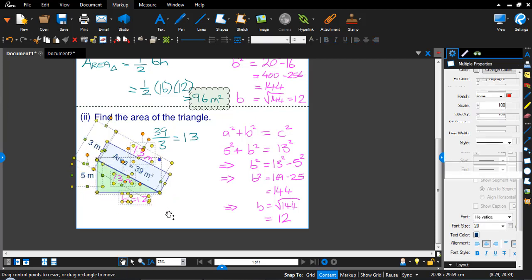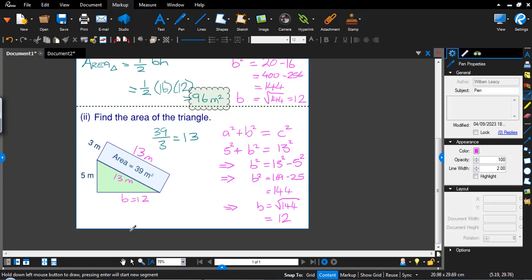Alright, so let's have a look at that. We're going to do area of a triangle equals a half, the base times the height, so it's 12 times 5. Half of 12 is 6, 6 times 5 is 30, and it's meters squared. And that is it. I'll just block that off.